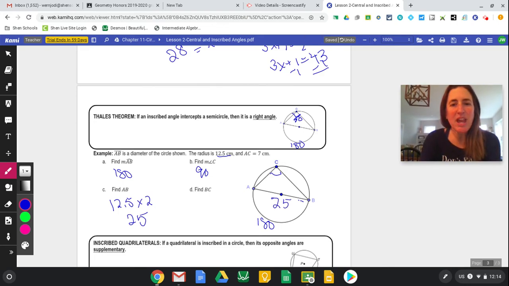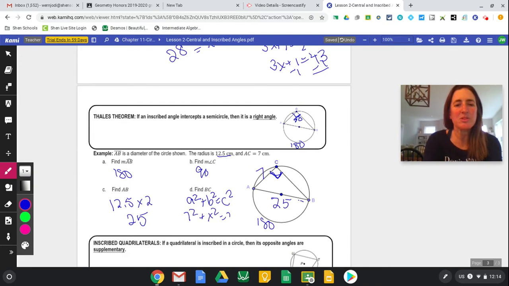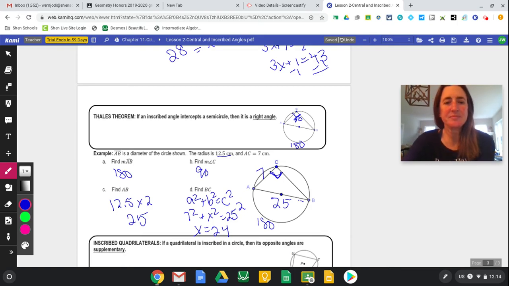And then it tells me A to C is 7. Look what we have, folks. A nice a squared plus b squared equals c squared. 7 squared plus x squared equals 25 squared. And guess what, folks? I know this is actually a triple. So x, if you solve it out, is going to be 24. It's a 7, 24, 25 right triangle, which is a Pythagorean triple, like a 3, 4, 5.